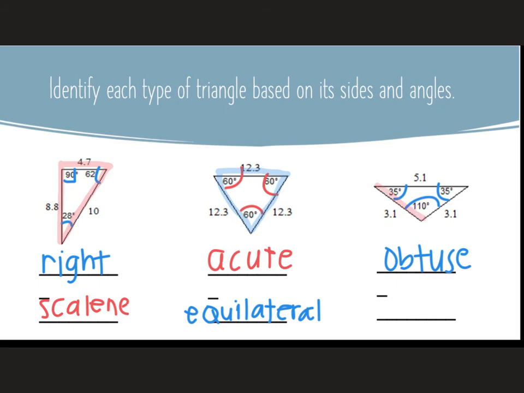Next, let's look at our side lengths: 3.1, 3.1, 5.1. Two of our sides are the same. That makes this an isosceles triangle.